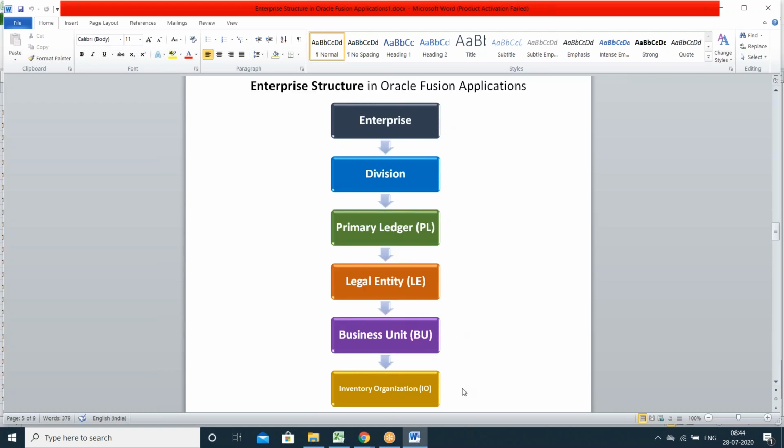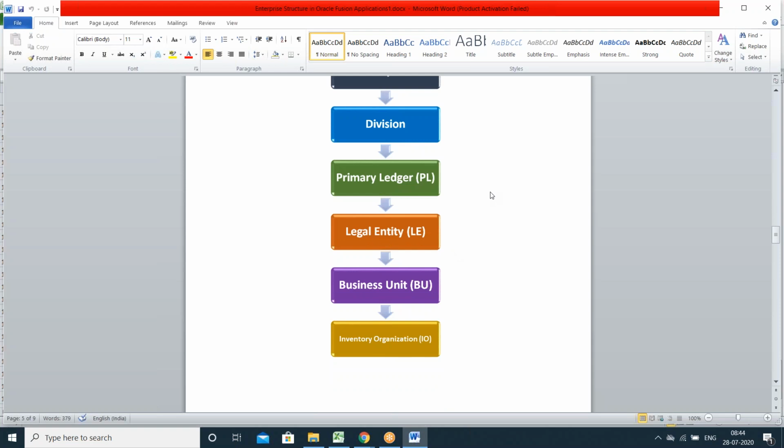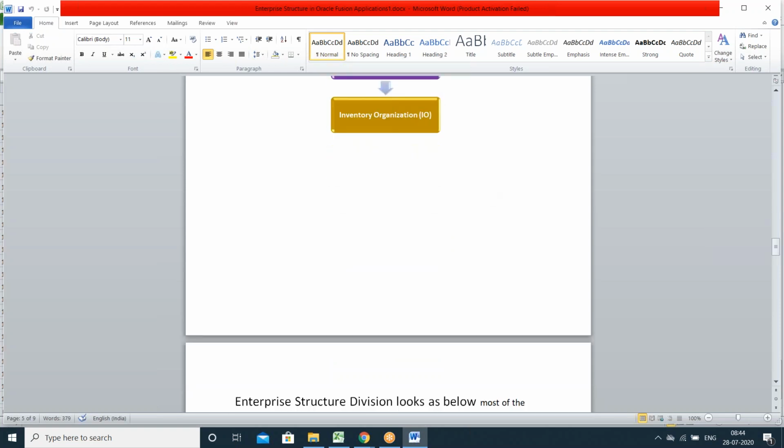Are all of these mandatory when you implement the solution for any client? No. Divisions are not mandatory. The rest are all mandatory. So this is the point we have to understand. I took a simple case and prepared a slide. Let's go through it.